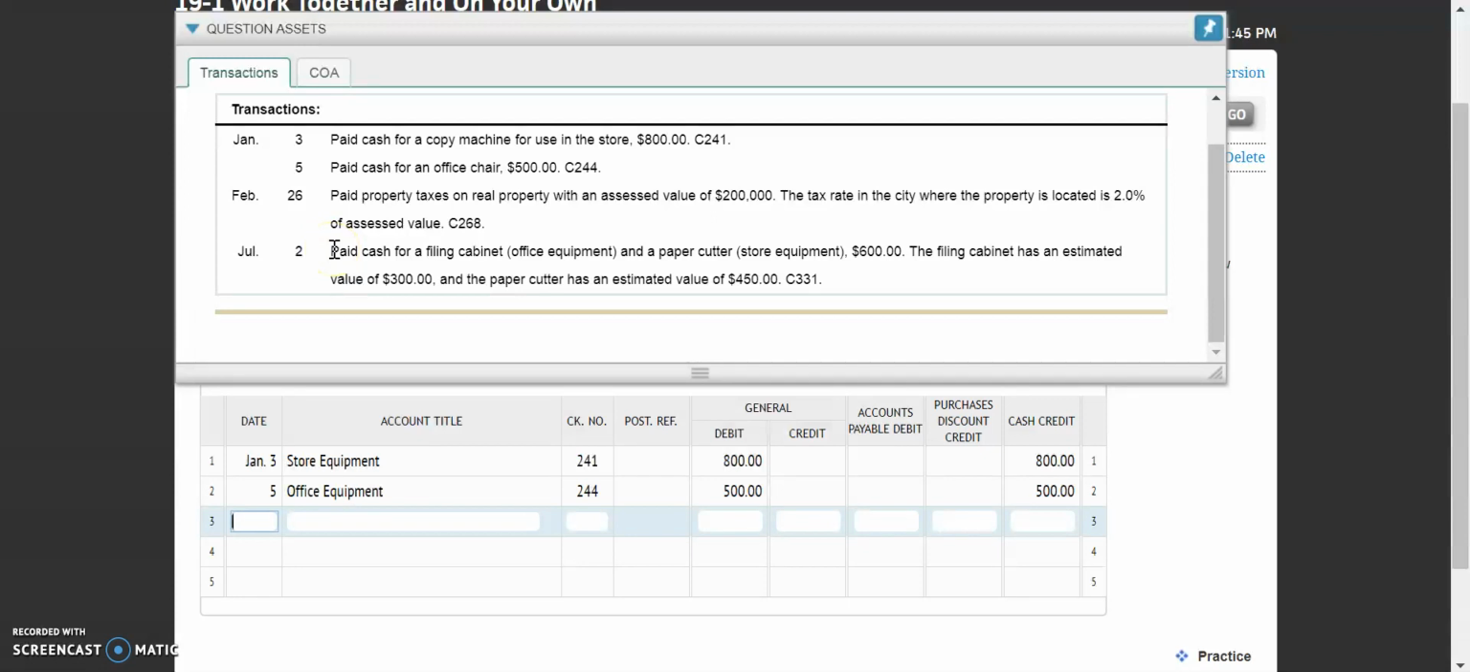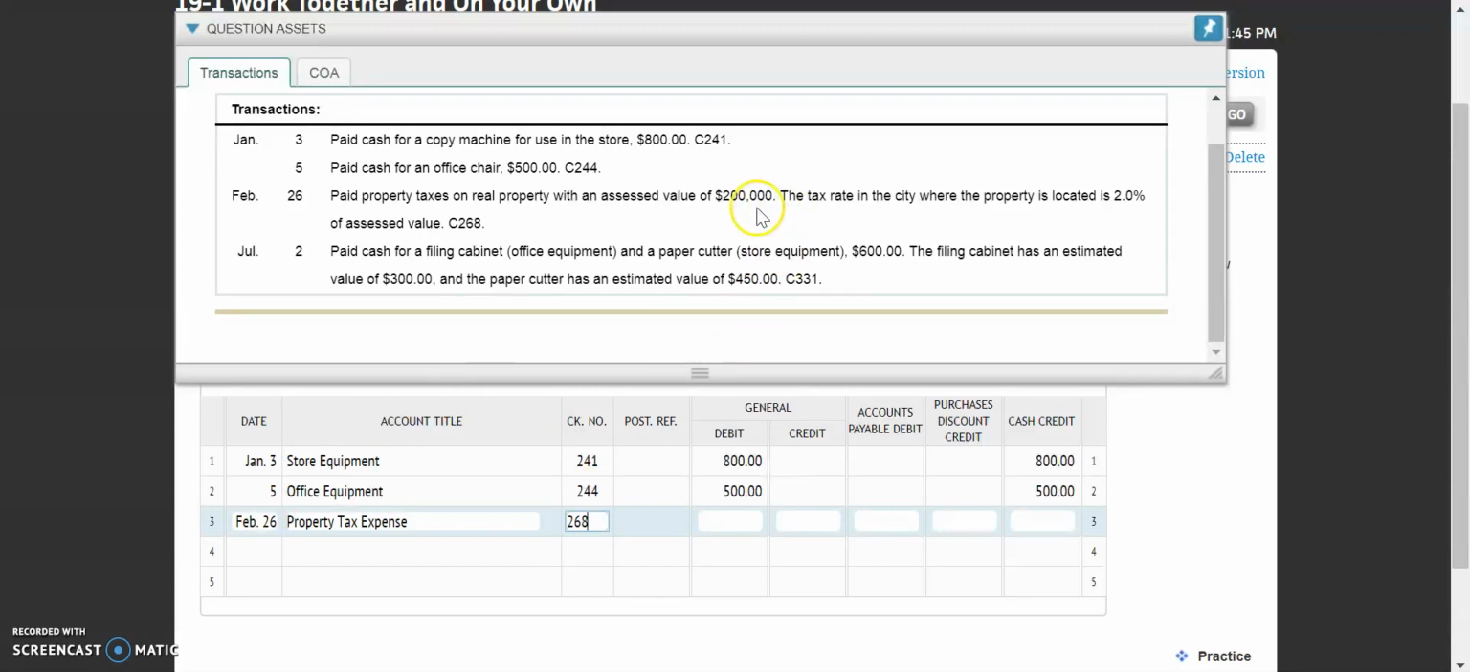Now let's look at February 26th. It says we need to pay property taxes on our real property, which remember is a land or building, with an assessed value of $200,000. The tax rate in the city where the property is located is 2% of the assessed value. So remember that when you're calculating property taxes, it's always based off of the assessed value, not how much you paid for that property. So we come down here and remember it is in February, so we need to update our month. So we put in February 26th. And then the name going in the account title is property tax expense. And our check number is 268.